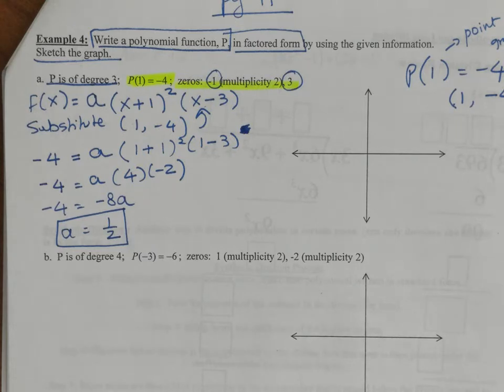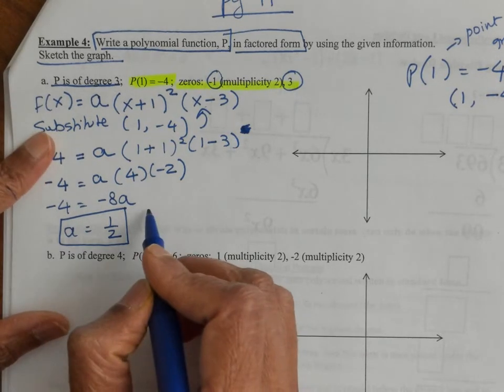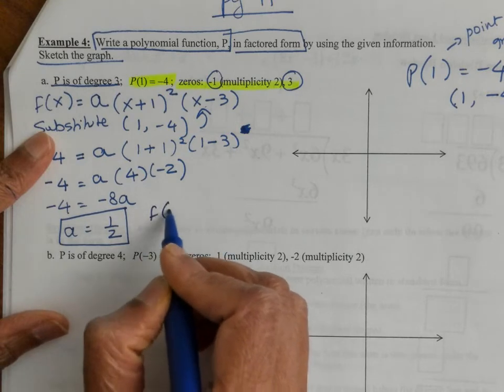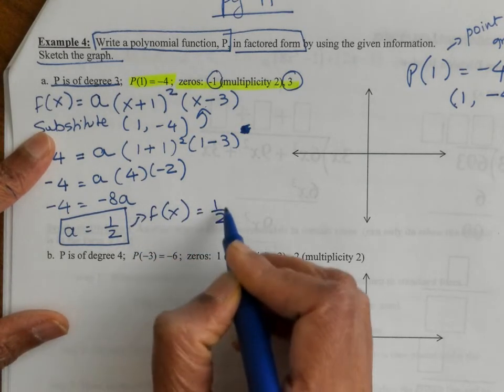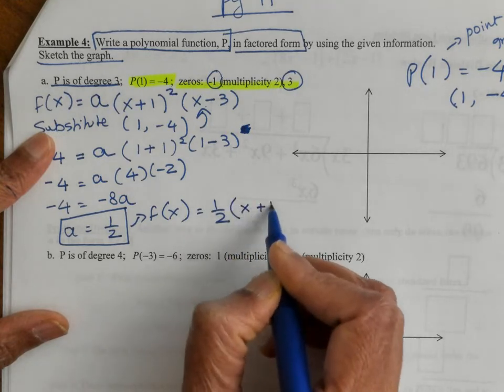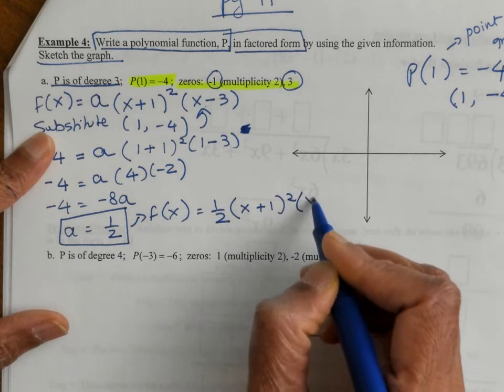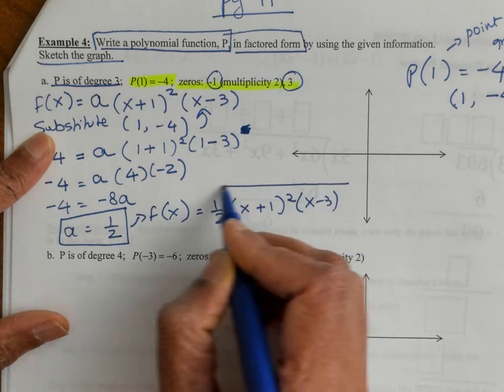So now I'm all set, right? I don't need any more information for the polynomial. I have my polynomial now. Once you have a polynomial, all of you have the skills to graph it. So my polynomial is f of x equals positive one half times (x plus 1) squared times (x minus 3). So this is my polynomial.